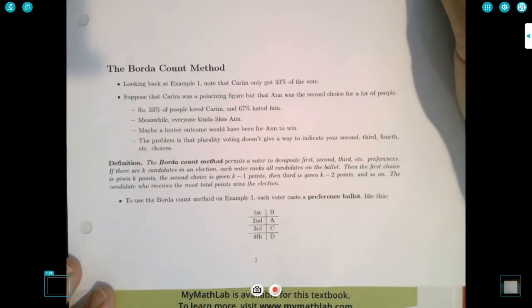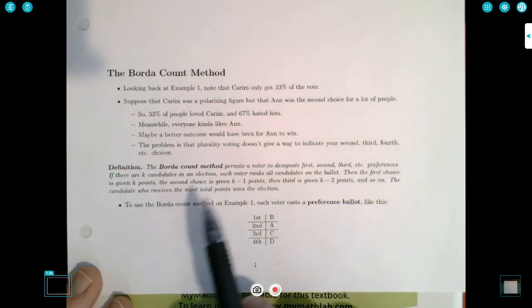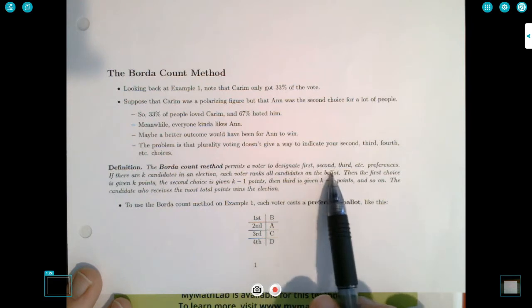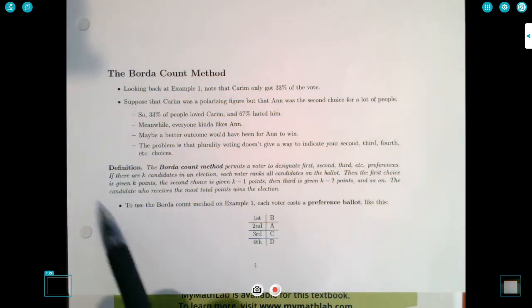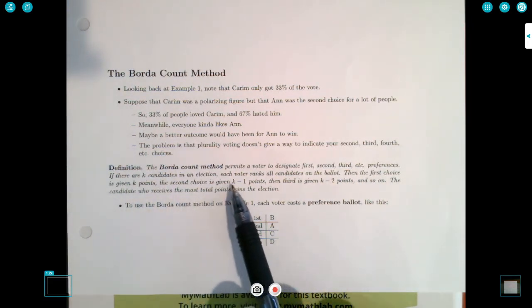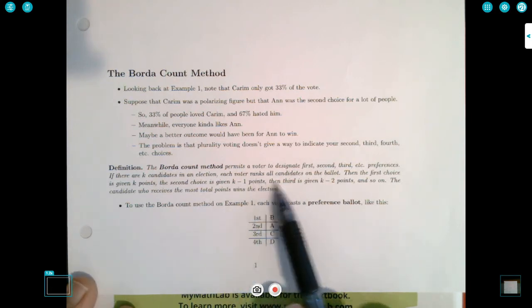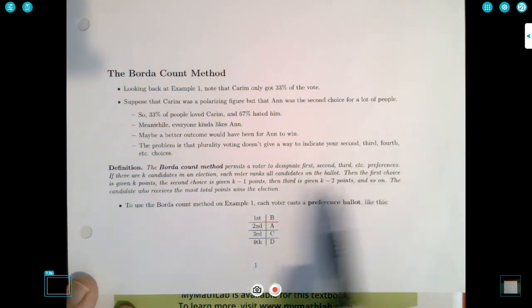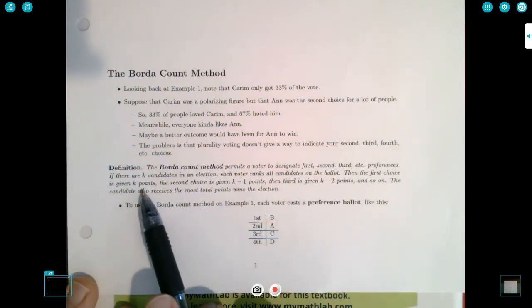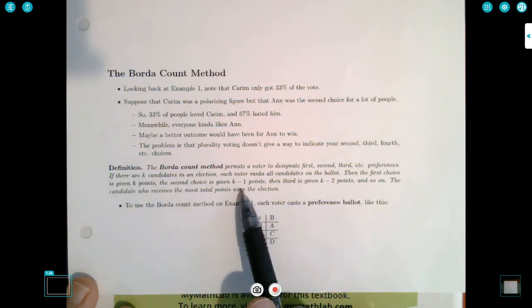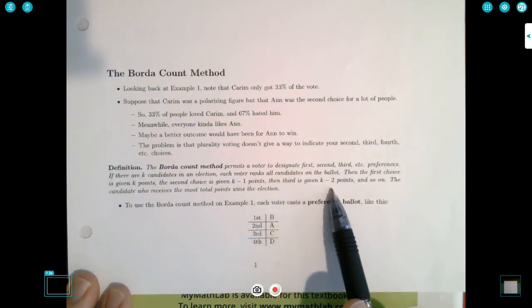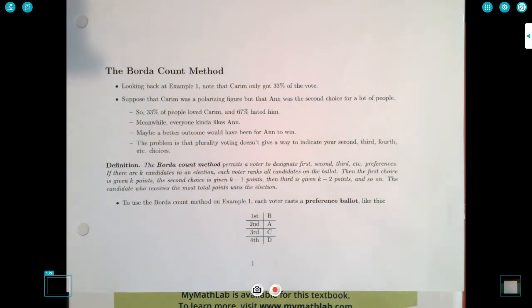The Borda count method permits a voter to designate first, second, third, etc. preferences. If there are k candidates in an election, each voter ranks all candidates on the ballot, and then the first choice is given k points, the second choice is given k minus 1 points, the third choice is given k minus 2 points, and so on. And then the candidate who receives the most total points wins the election.